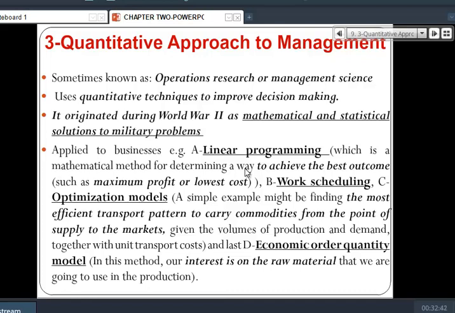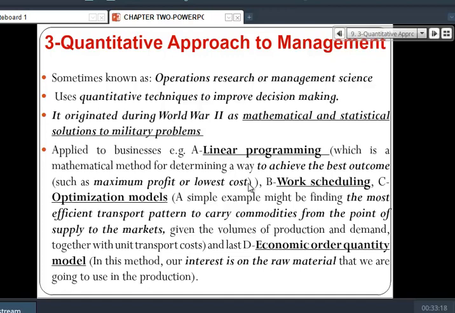It was organized during World War II as mathematical and statistical solutions to military problems. So here I want you to focus on the bold font, that it could become a true or false question. So when was this approach organized? During World War II.